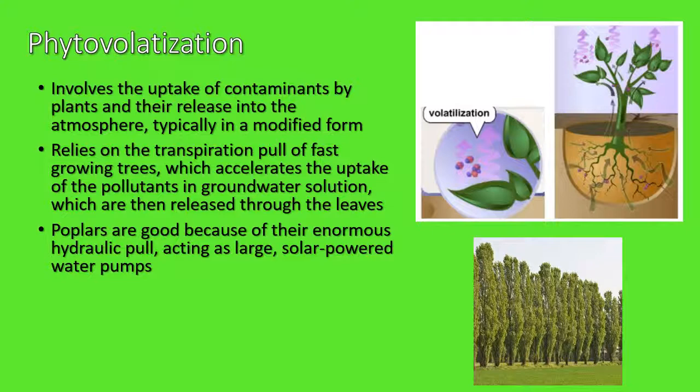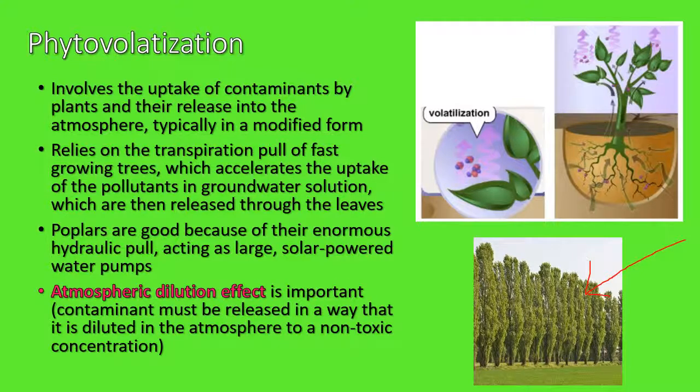Poplars, which are pictured here, this is a picture of poplar trees. These are really good for this because they have an enormous hydraulic pull. So if you ever have an area in your yard that dips down and a lot of water accumulates in that area, poplars are really good to plant there because they'll just suck up that water like crazy. They act kind of like solar powered water pumps.